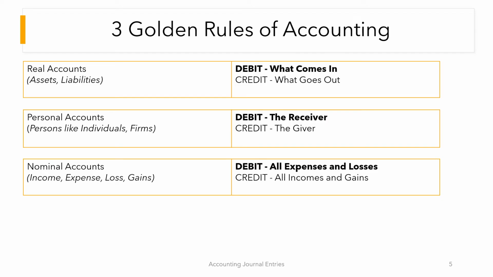So to repeat the rules, for real accounts, it is debit what comes in and credit what goes out. For personal accounts, it is debit the receiver and credit the giver. For nominal accounts, it is debit all expenses and losses, credit all incomes and gains.